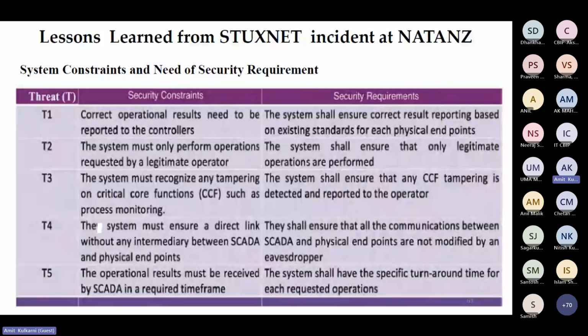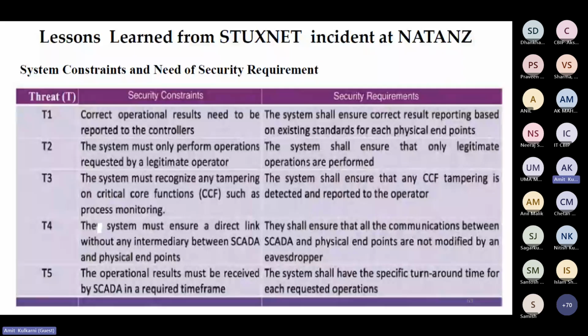Next, the direct link between the SCADA and physical point. It must be ensured that all communication between SCADA and physical endpoints is not modified by anything, any attack or eavesdropper. But that was not ensured in that case. Then whatever actions of the PLC reflecting into the SCADA actions were not in the time frame, but they are expected to be. So this is a checkpoint which one has to focus on as a lesson learned.